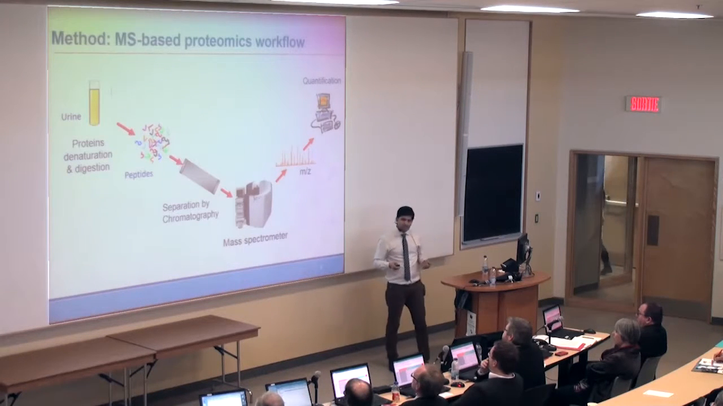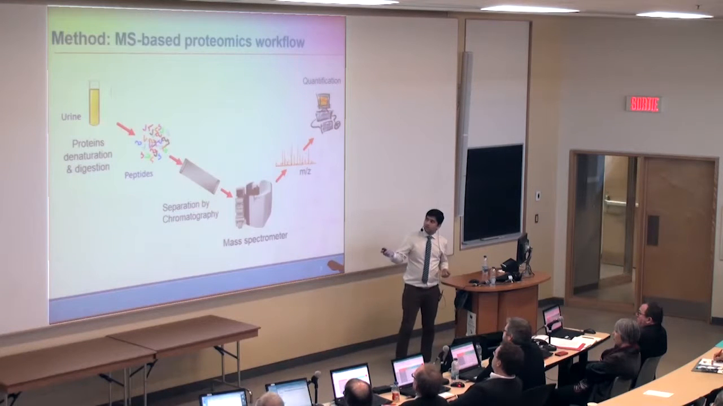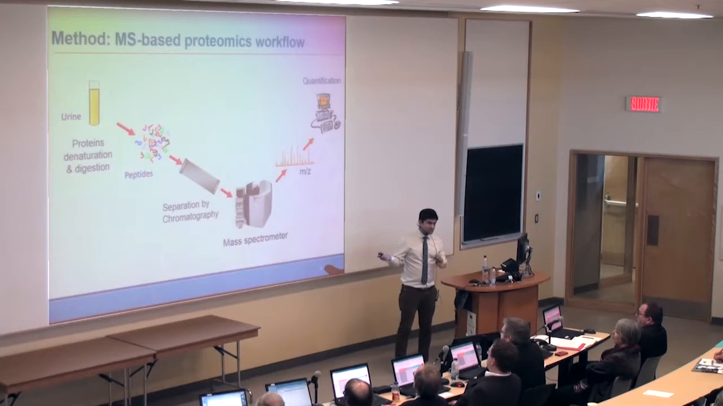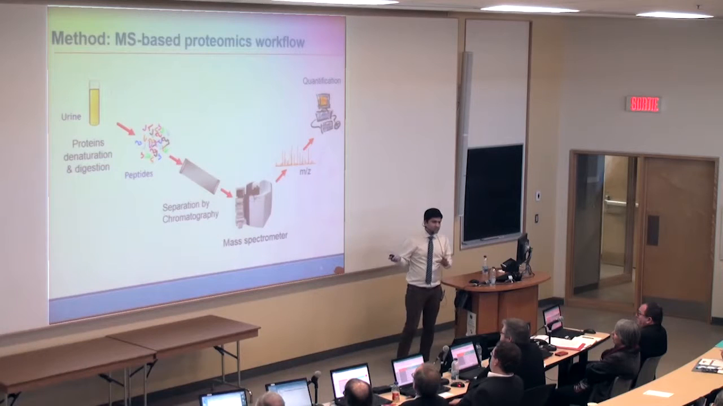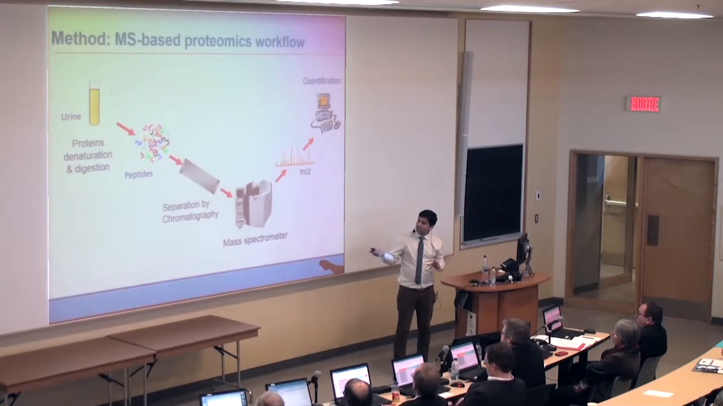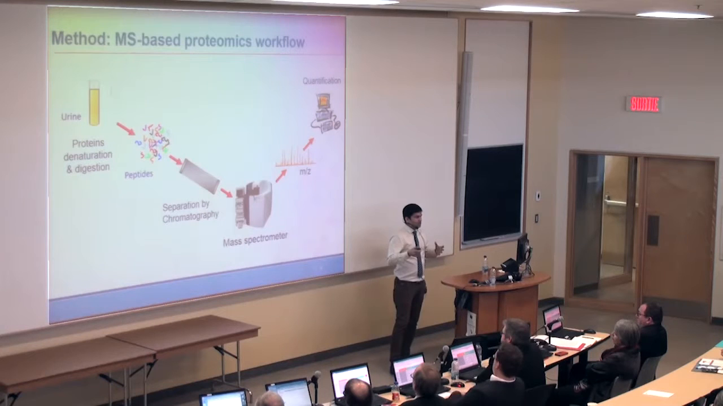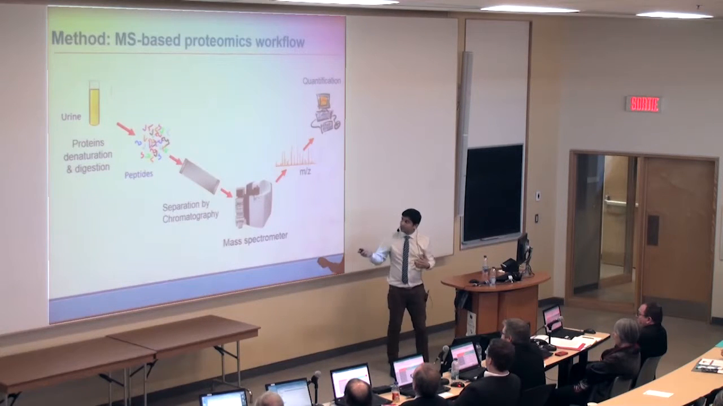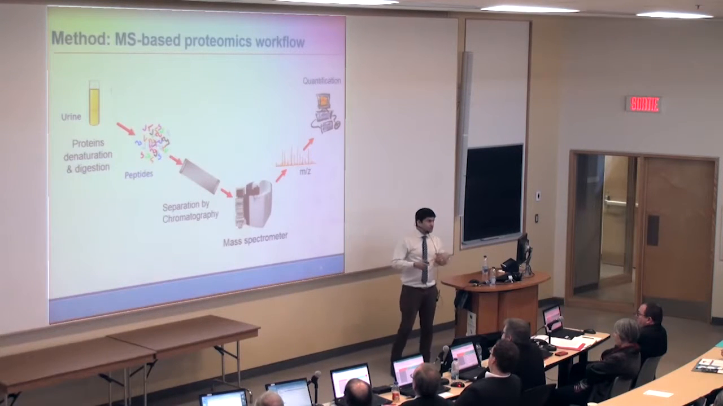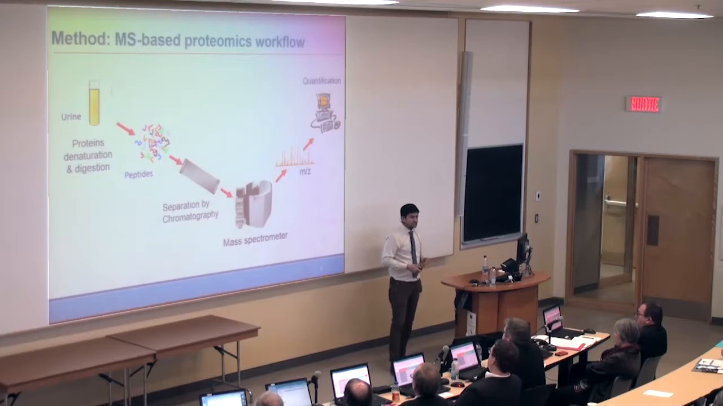we use some advanced technology where proteins in the urine are digested into small peptides for the mass spectrometry, and these peptides are separated by column chromatography, and then injected into the mass spectrometer. Now, what the mass spectrometer actually does is that it assigns each peptide's specific mass-to-charge ratio, which is specific for each peptide, and that's how we can quantify the protein expression.